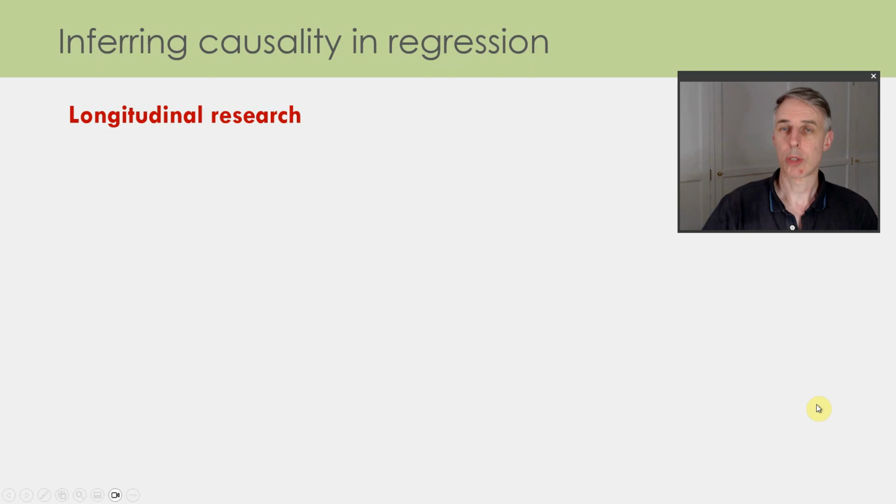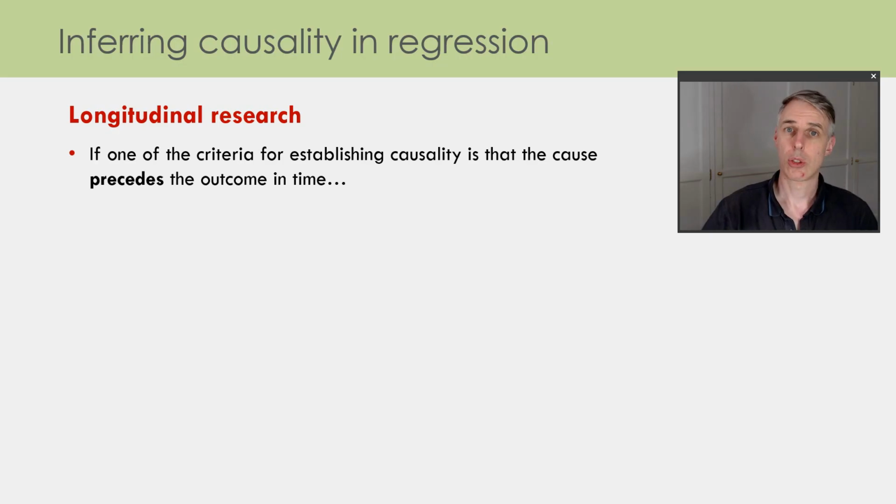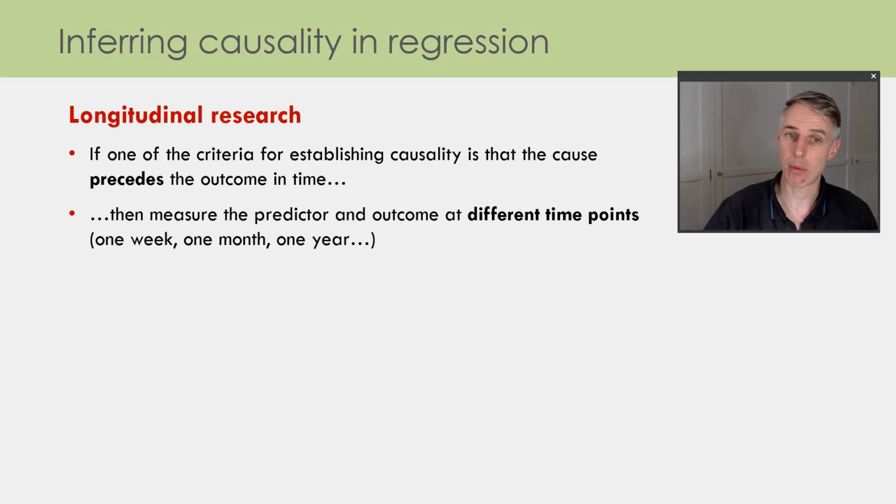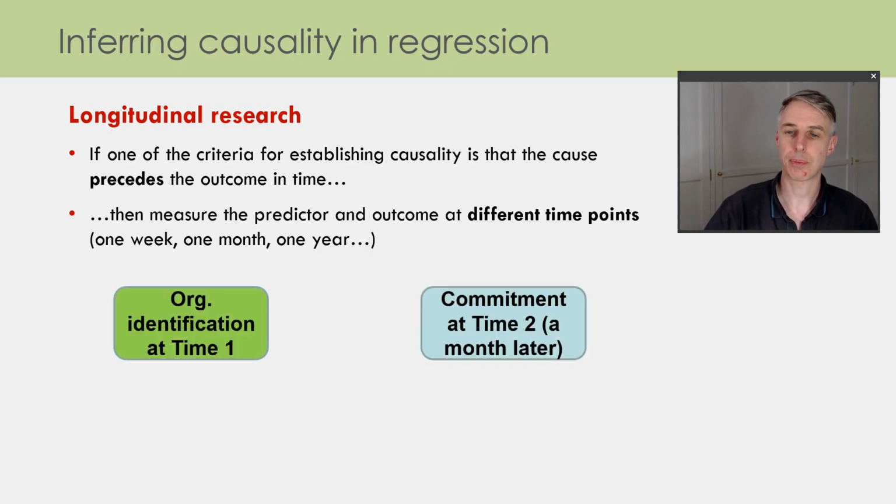So one possible way of addressing this is through adopting longitudinal research designs. The thinking here might be that if one of the criteria for establishing causal relations between variables is that the cause precedes the outcome in time, then perhaps an answer is to measure the predictor and the outcome at different time points. For example, measuring the predictor 1 week or a month or a year before you measure the outcome variable.